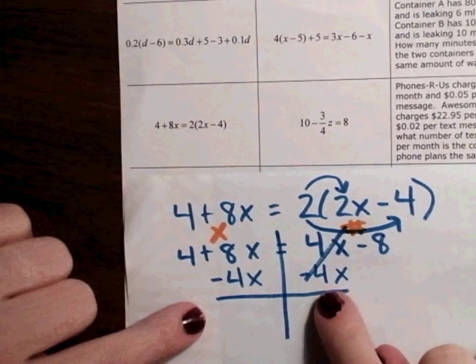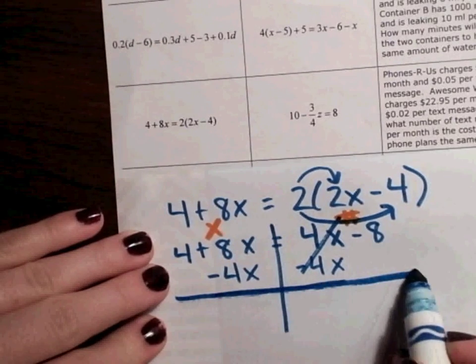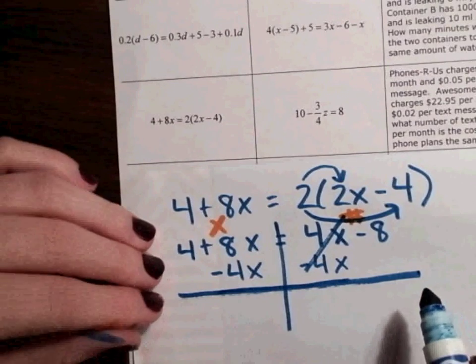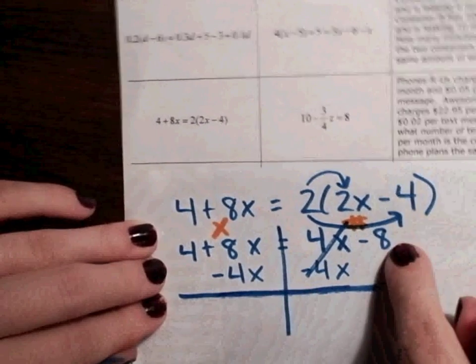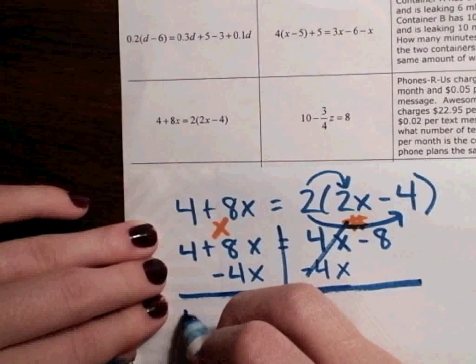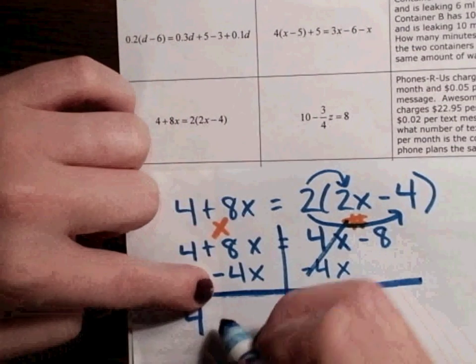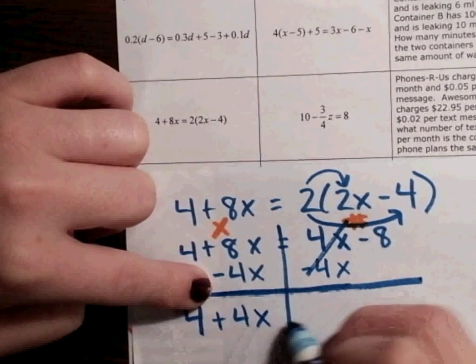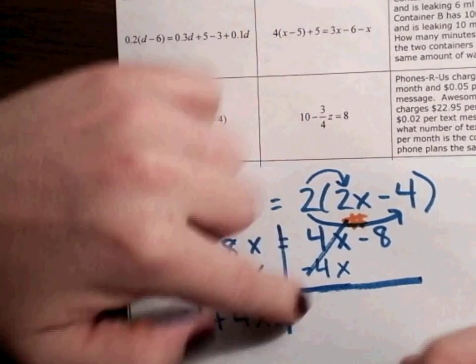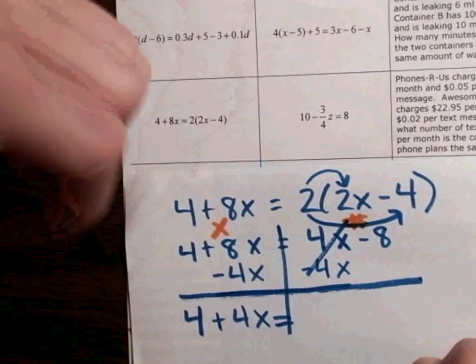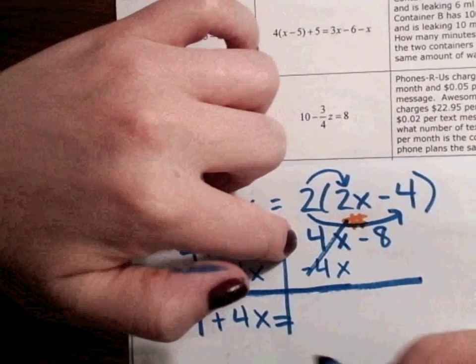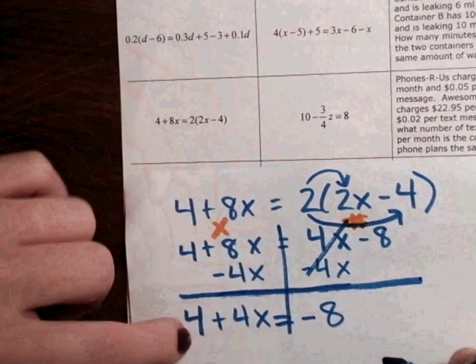So now I'm going to bring everything down. That's the whole point of this line right here. I want to organize everything after this line. So I'm going to deal with all of my processes here and then bring them down. So on this side, I'm going to bring 4 down, and then I have a positive 8x minus 4x, which gives me plus 4x. And then, of course, this is 0. I'm not going to bring 0 down because there's no point. It's worth nothing. So I'm going to bring negative 8 down.